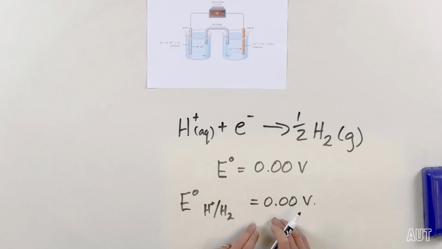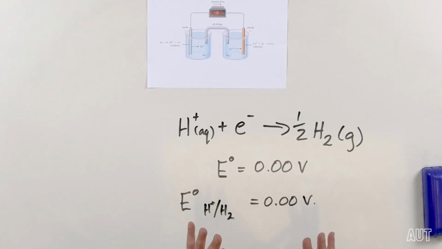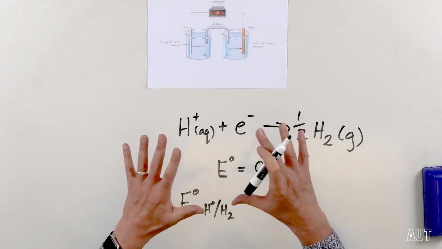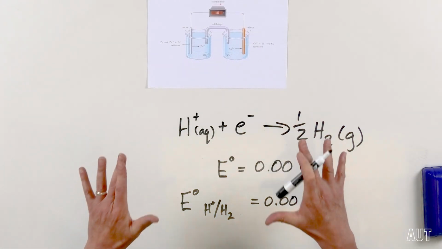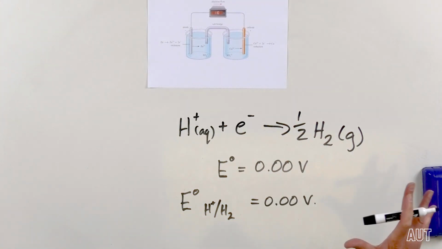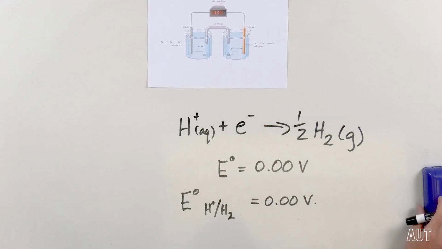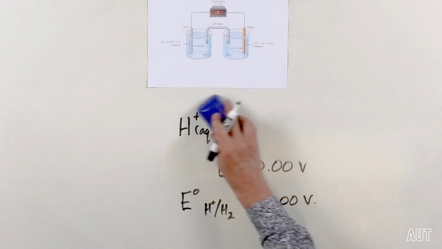Right, knowing that, then let's figure out how we can use this to our advantage. How can we use this to then determine the E naught for any other half cell? Okay, so specifically, let's go back to, for example, copper. We talked last time about this particular one here.